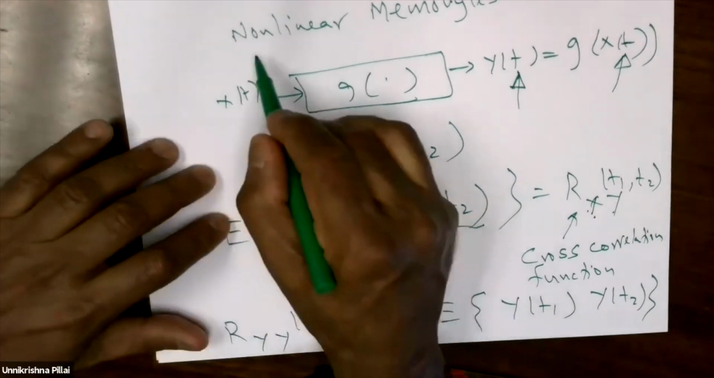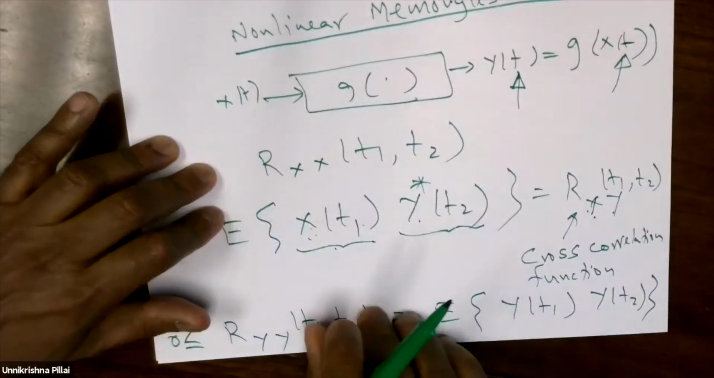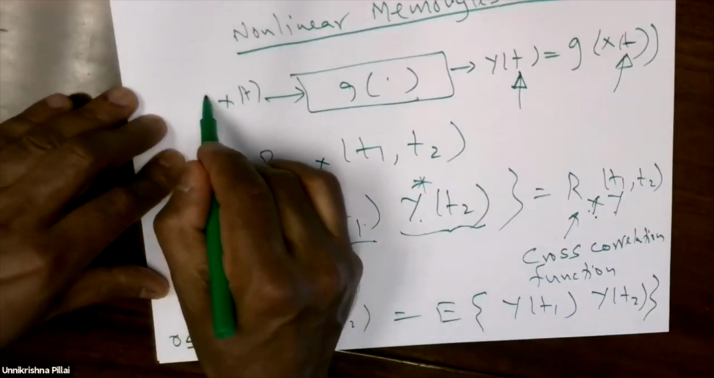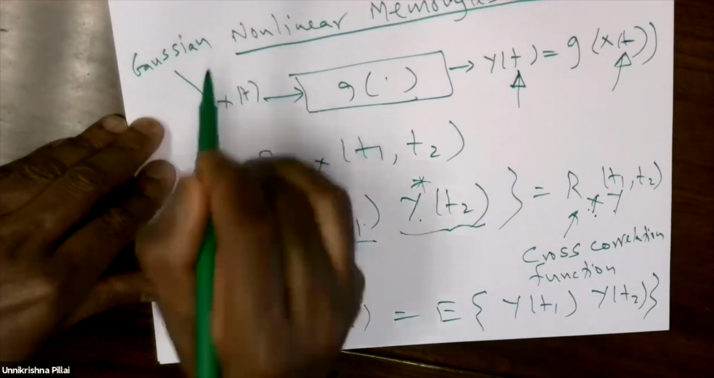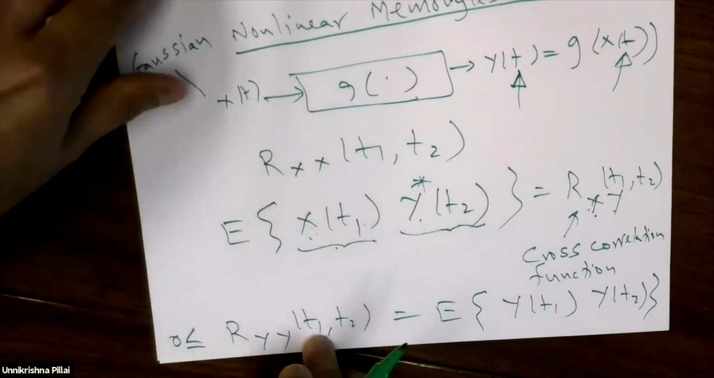So again, I'm not going to go into the proof of all this. I'm going to do a special case when x of t is Gaussian. And that's the result I'm going to mention to you. It's a Gaussian process.